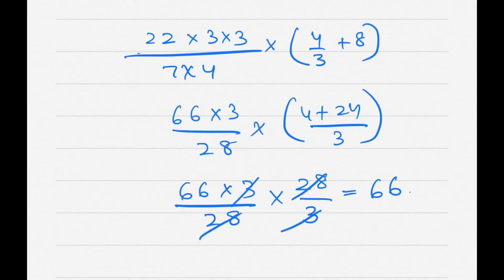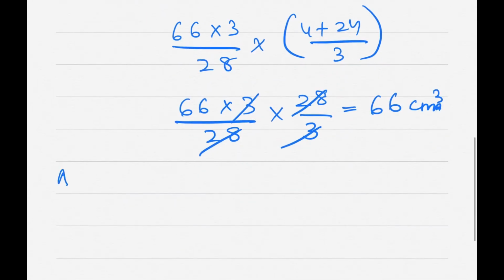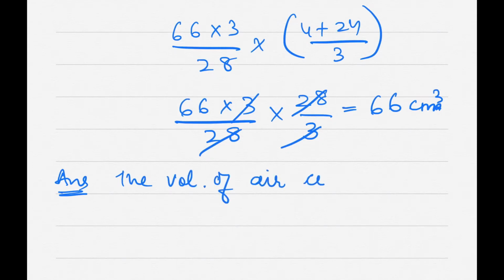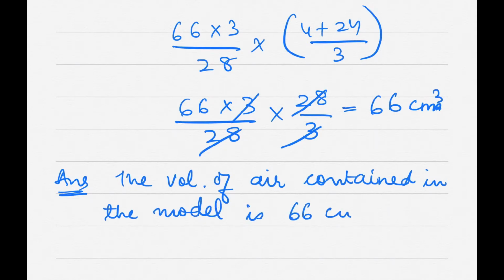Okay, now what will be the unit? All dimensions are in centimeter and volume has to be in cube, so centimeter cube. So my volume of this figure or air contained. Okay, so they have asked the answer in statement, we can write down the answer in statement. Volume of the volume of air contained in the model is 66 centimeter cube, right?